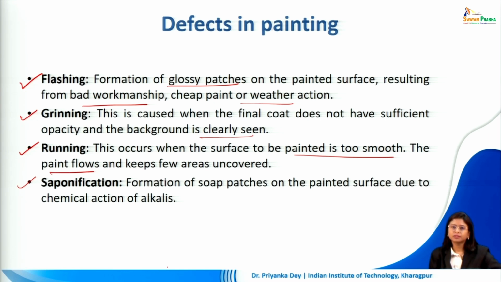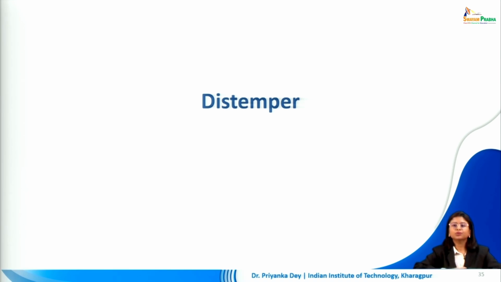Saponification is another defect in painting which is characterized by the formation of soap patches on the painted surface. Now, this is generally due to a chemical action of alkalis. So, if we are dealing with presence of such constituents, saponification may occur. So, the final painted surface will have some patches of soapy look, which will not give a very even look to the finished surface. So, those were the common defects that occur in painting.